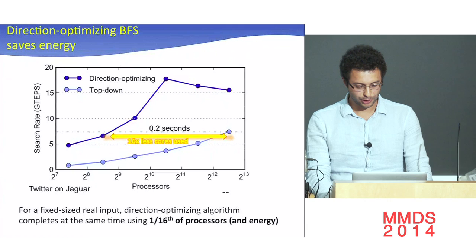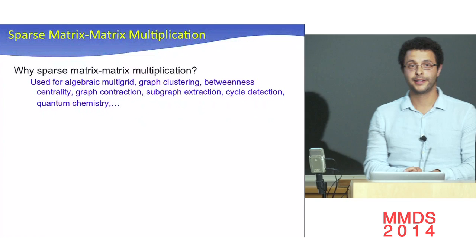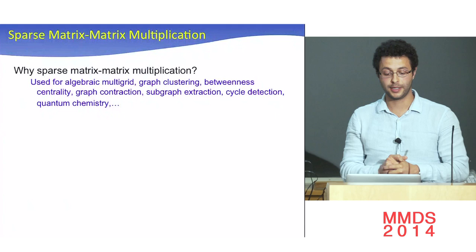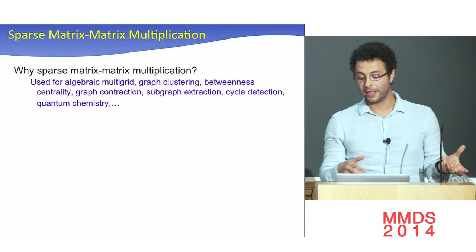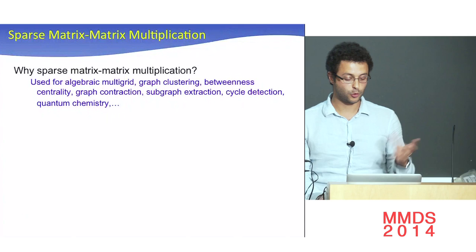Now I'm going to talk about something a little harder to grasp, maybe. It's going to be multiplication of two sparse matrices. Lots of applications: algebraic multigrid, graph clustering, which I already told you about. I'm going to now give you an example on betweenness centrality. But there's other stuff like cycle detection, quantum chemistry, linear programming, and so on.